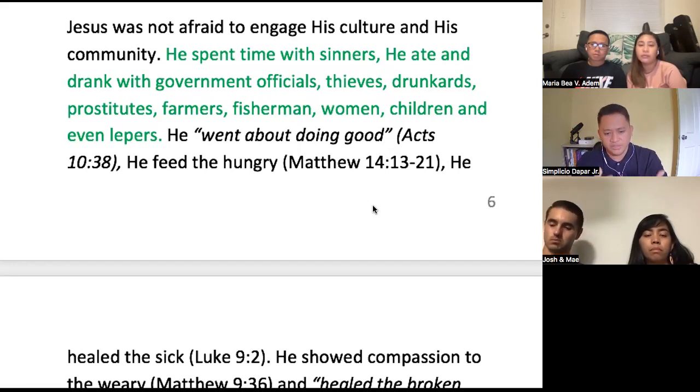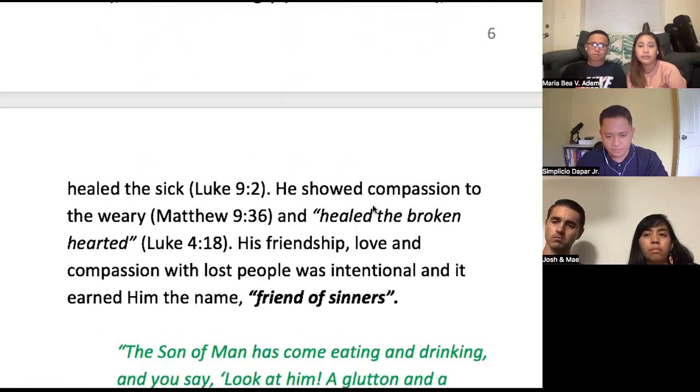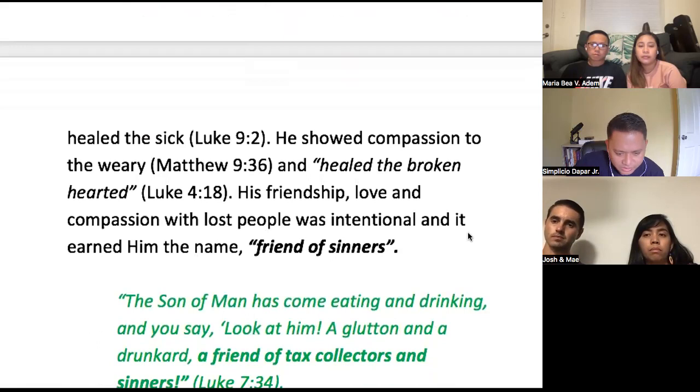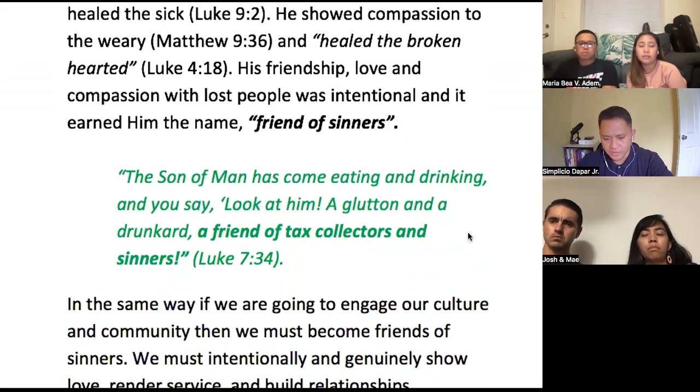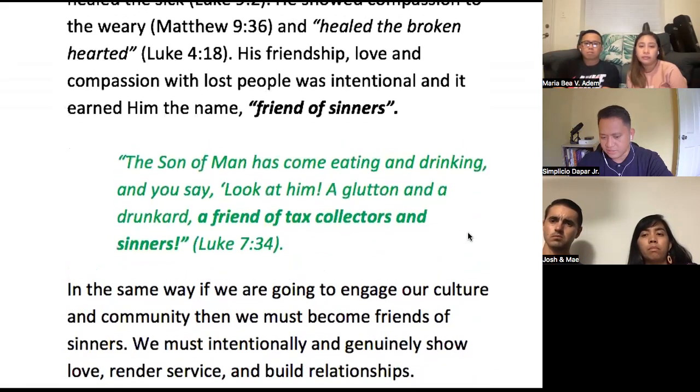But that's what Jesus did. He spent time with these people. He went about doing good in Acts 10. He fed the hungry, Matthew 14, and he healed the sick, Luke 9. And he showed compassion to the weary and healed the brokenhearted. So his friendship, love, and compassion with lost people was intentional, and it earned him the name friend of sinners, which should lead us to ask this question: are we friends of sinners?